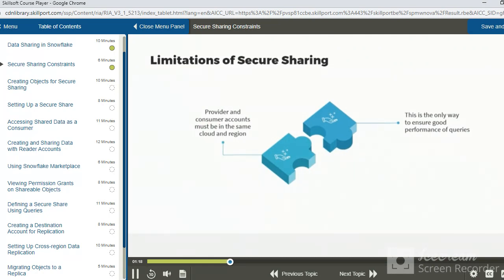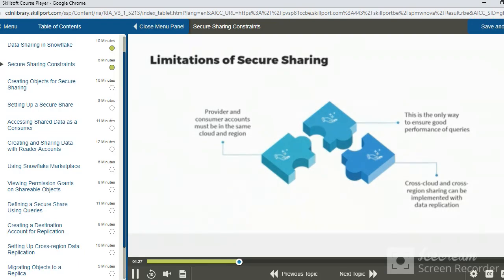This, however, does not mean that data sharing across clouds and regions is not possible. This can be accomplished by means of something called cross-region data replication, where we have a primary copy of the data in one Snowflake account and a replica copy in another account which is on a different cloud or region.